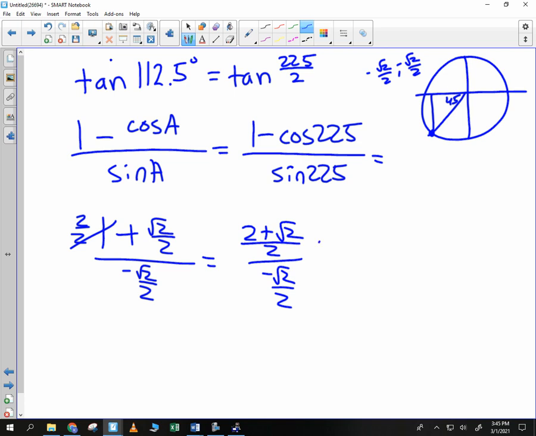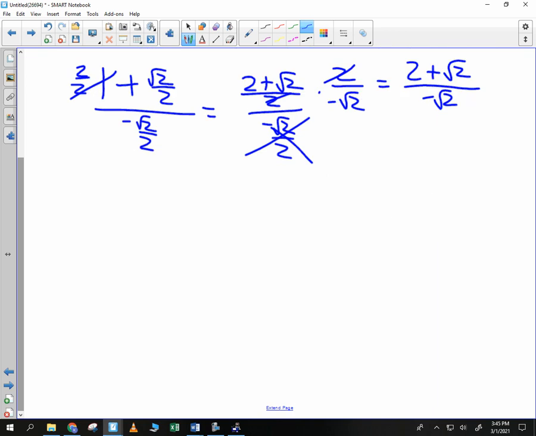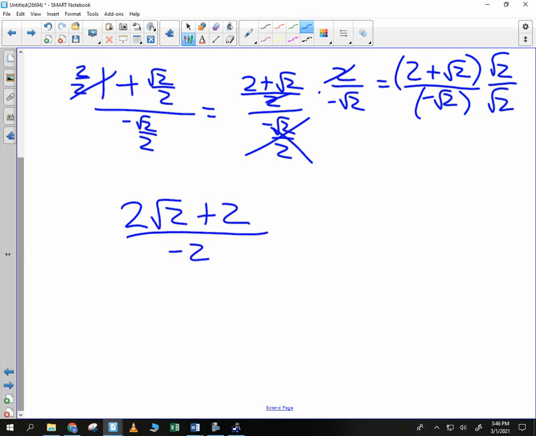Multiplied by the reciprocal, 2 over the negative root of 2. The 2's cancel. And I get 2 plus the root of 2 over negative root of 2. I've got to get rid of the square root of 2 in the denominator, so I multiply the top by the root of 2, and I multiply the bottom by the root of 2. Lots of 2's, I get it. So you get 2 roots of 2 plus 2 over negative 2. Now divide by negative 2, we get negative root of 2 minus 1.